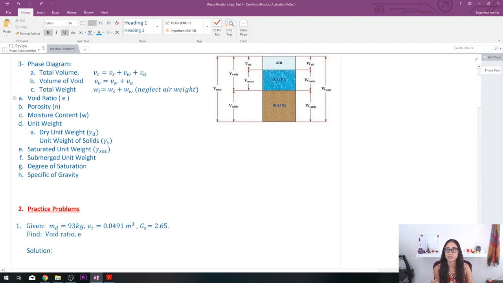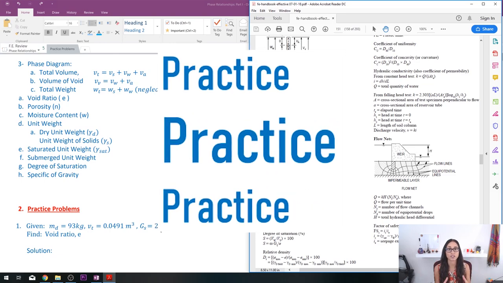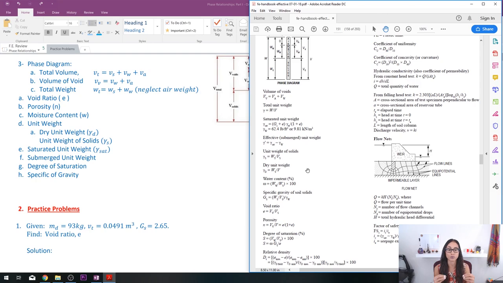So then we have these terms right here. We have the void ratio, porosity, moisture content, the unit weight. We have saturated unit weight, submerged unit weight, degree of saturation, and specific gravity. Now, these terms have equations that you should get familiar with. And honestly, the only way you can get really good at it is just by doing a lot of practice problems. So that's important. So that's what we're going to do here. We're going to do a lot of problems.